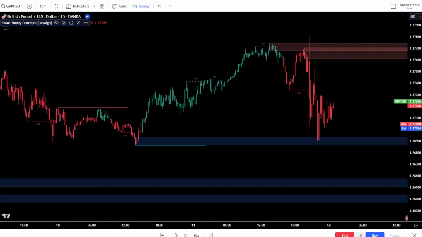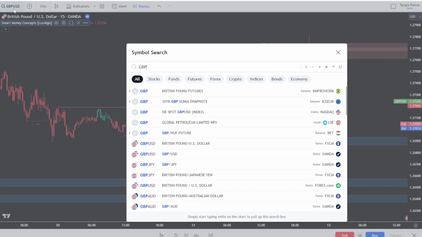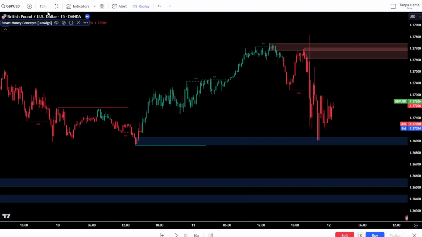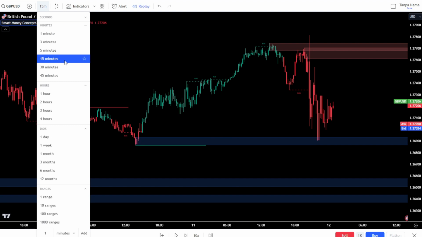After that, let's set up the currency pair that will be used. Go to the pair search column and type GBP/USD, then select GBP/USD. Next, set the chart timeframe to M15.